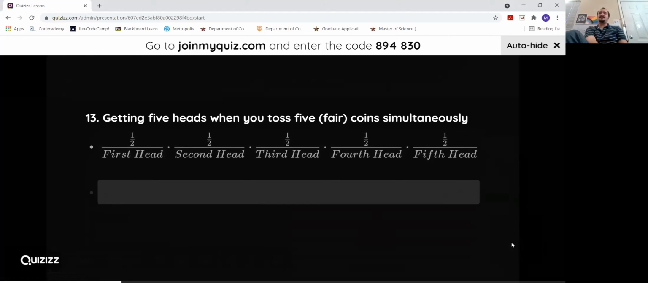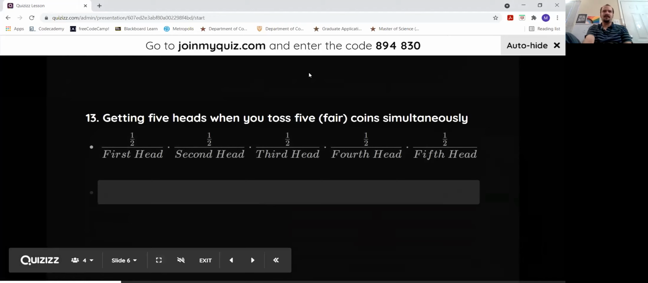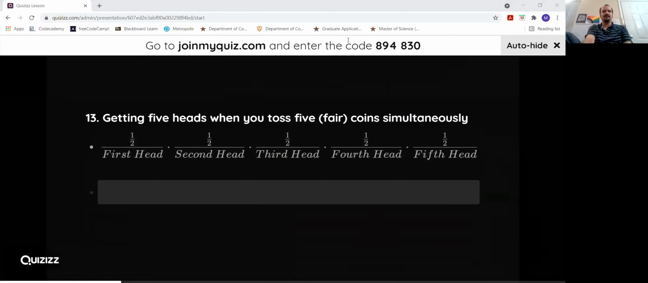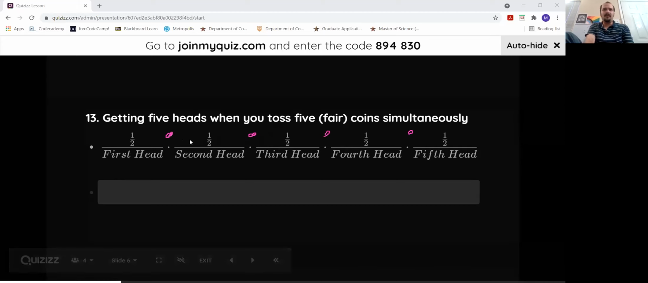But we have the first head, second head, third head, fourth head, fifth head. We have a half probability all the way through here. I know my multiplication sign is a little bit low here. It probably should be a little bit further up. We're doing a half times a half times a half times a half times a half. If we look at the numerator, it's nothing but ones. So our numerator should be 1. Our bottom should be 2 to the 5th, I believe?